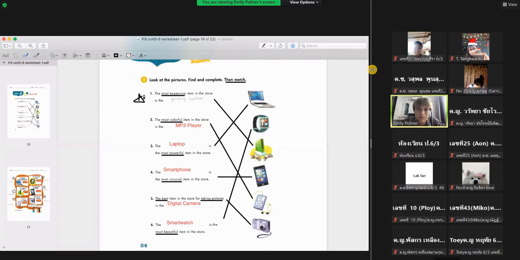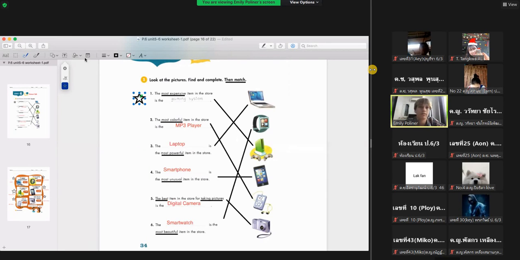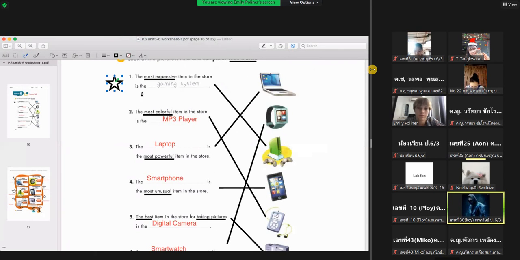All right, let's read these sentences together. Number 1. The most expensive item in the store is the gaming system. Repeat after me. The most expensive item in the store is the gaming system. Very good.